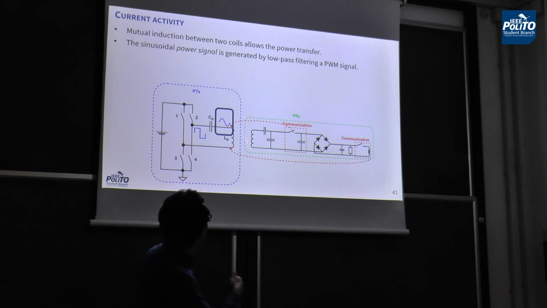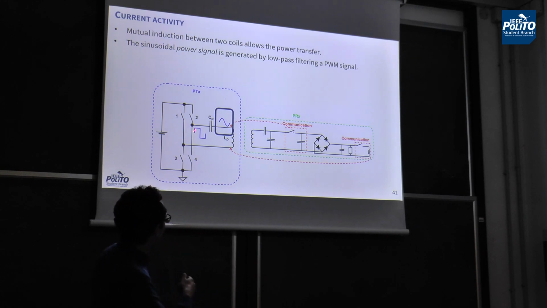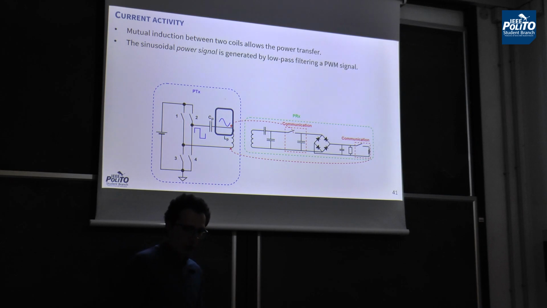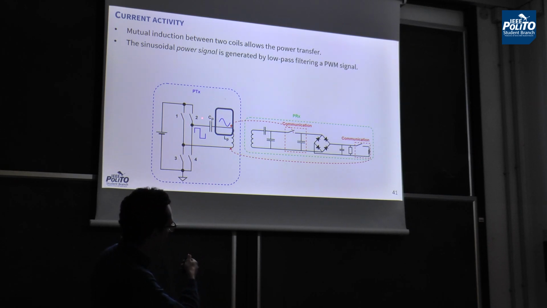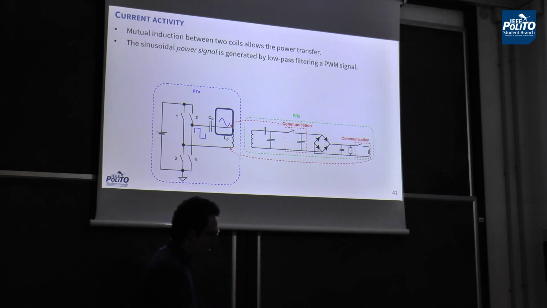The sinusoidal signal in the primary coil is not properly a sine wave, because it is obtained by filtering with an LC filter a square wave obtained with PWM. This square wave signal is generated by choosing how to close the switches of this power inverter.